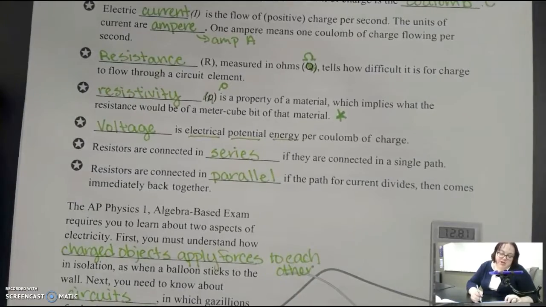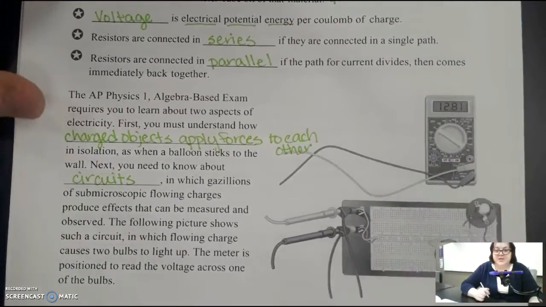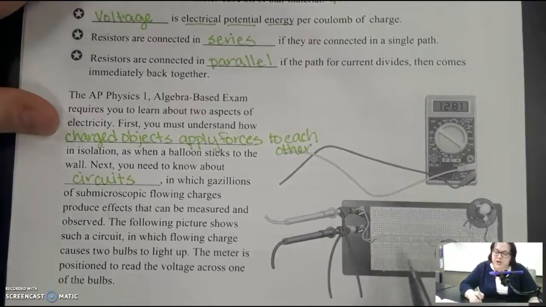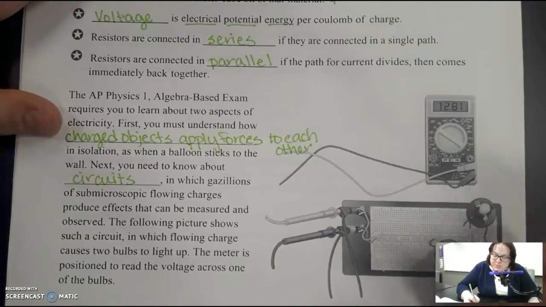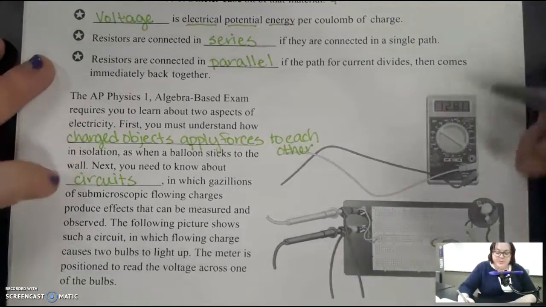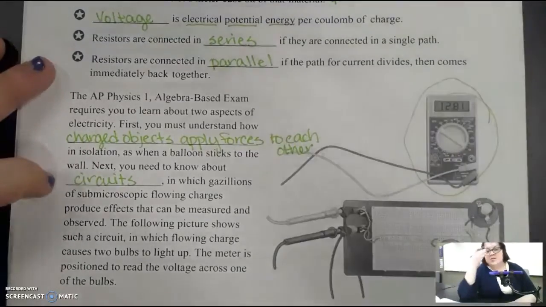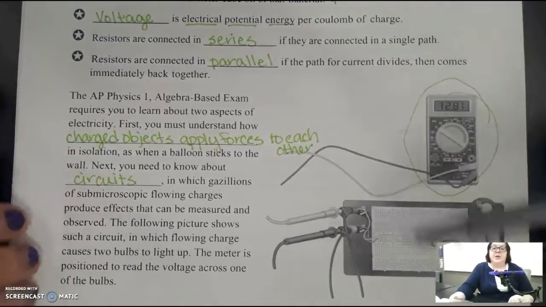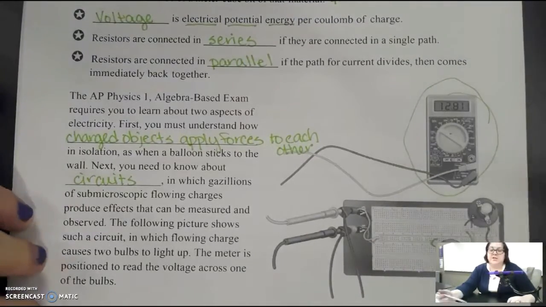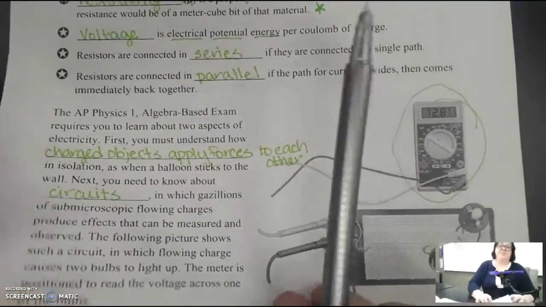The pictures over here show a circuit. This is a breadboard. I'll try to show you guys physical examples of these in class, and we'll talk about them a little. This is a breadboard that has two light bulbs hooked up to it with wires, in which the flow of charge causes the light bulb to light up. The meter is here to read the voltage across the two bulbs. You do need to know a little bit about how to use voltmeters and ammeters because they could come up on the experimental free response question.